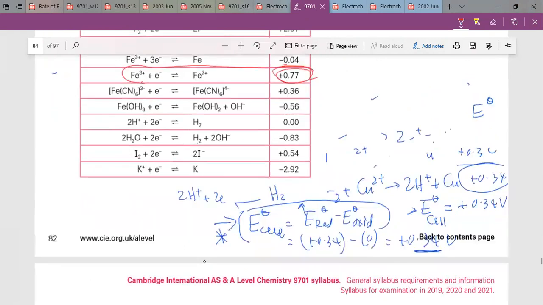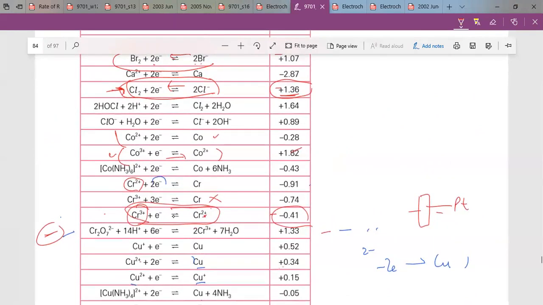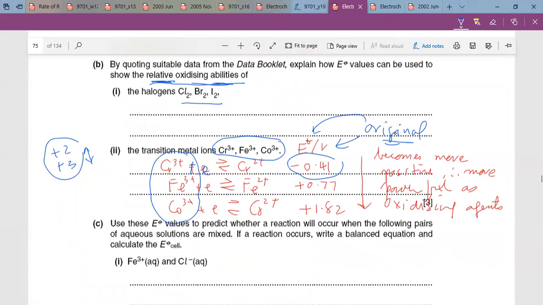Right, and of course cobalt, which is here, cobalt 3+ to 2+, a very big value, plus 1.82. Okay, so again, how do you do this? Quoting all this is 1 mark. By quoting suitable data, quoting is always 1 mark.